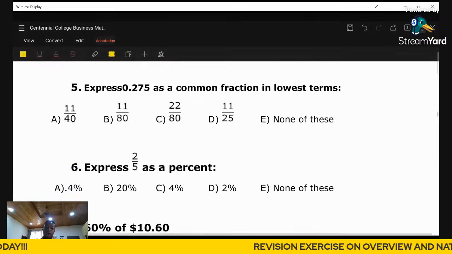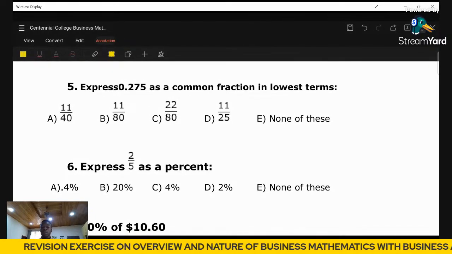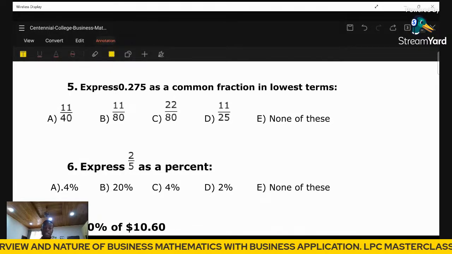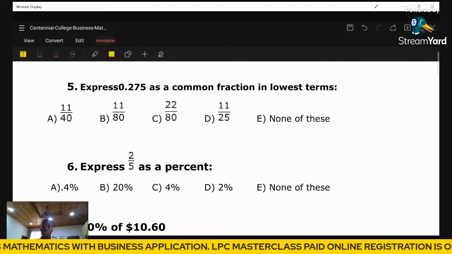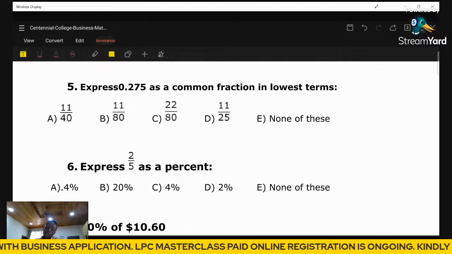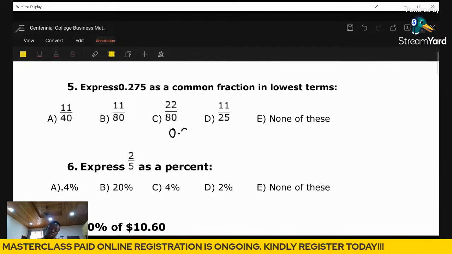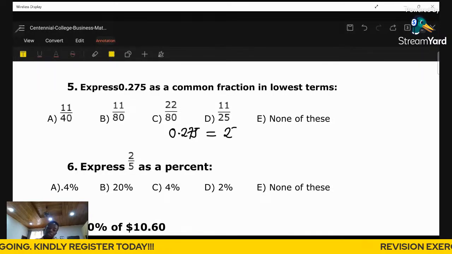Then question 5. We are asked to express 0.275 as a common fraction in its lowest term. So we are asked to express the decimal, which is 0.275, as a common fraction in its simplest form. How do you go about this one too? You have 0.275. You first of all need to express the decimal into a fraction. So that's going to give us 275.